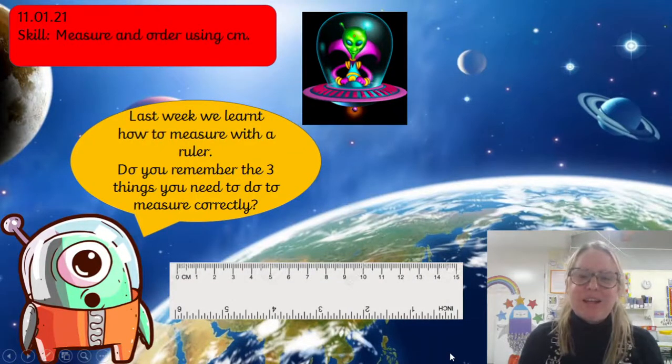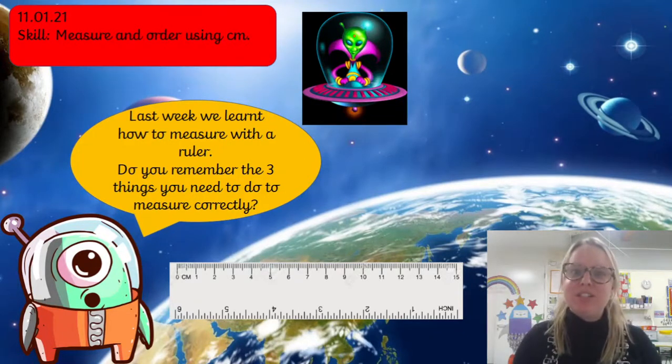So today in maths we are going to be measuring and ordering using centimetres. We should be getting good at this now, so we're going to have a practice this week with our measuring skills. So last week we learned how to measure with a ruler. Do you remember the 3 things that you need to do to measure correctly? Let's have a think.